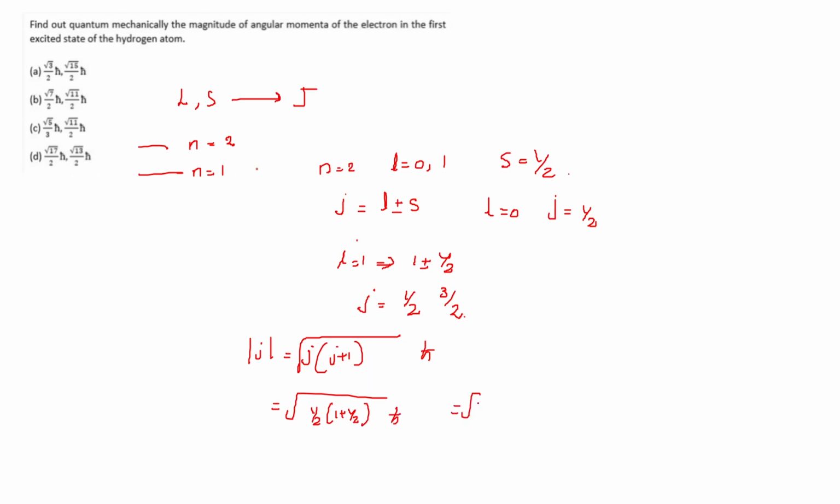So 1 will be root 3 by 2 h cross, and the other one will be root of 3 by 2 into 3 by 2 plus 1, h cross. It will be root 15 by 2 h cross. So the answer will be option A.